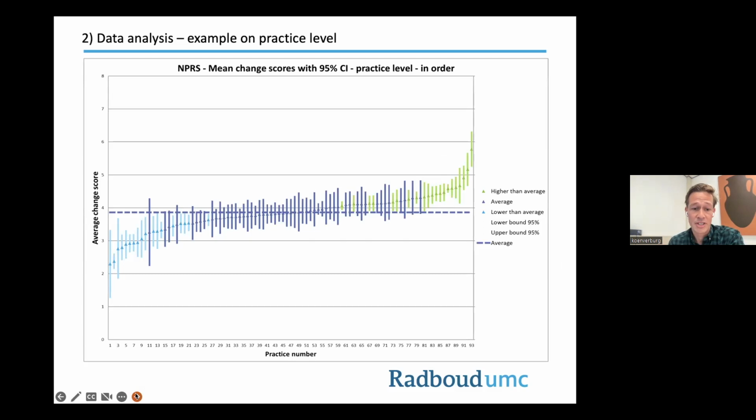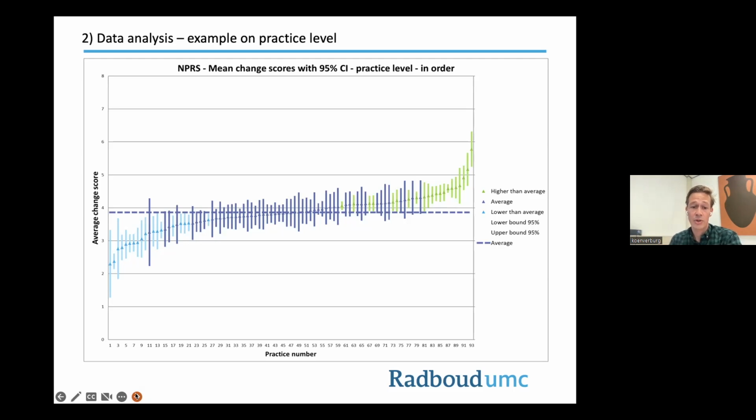A visual representation of this kind of indicator is a caterpillar plot. Here you see a lot of practices that treated patients with non-specific low back pain. Each practice provided at least 30 patients. And we're looking at the mean change score and the 95% confidence interval. And what you can see is that a lot of practices are on average based on the 95% confidence interval. Some practices are below average and some practices are higher than average.